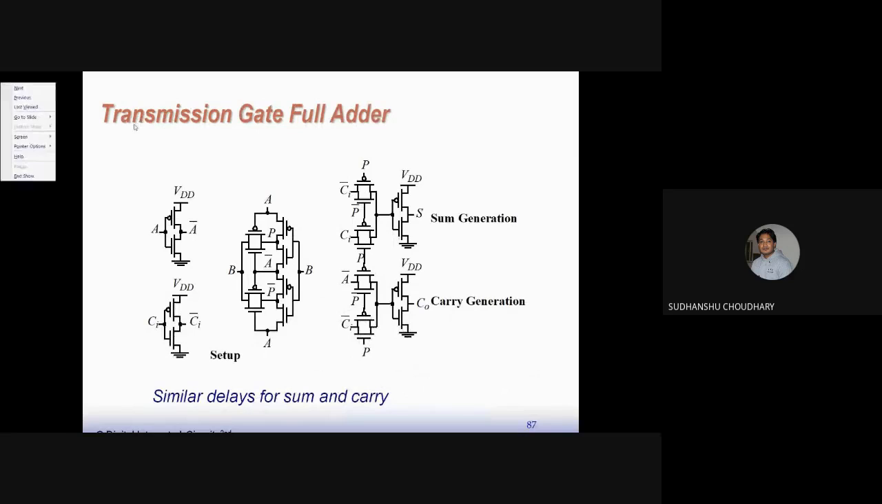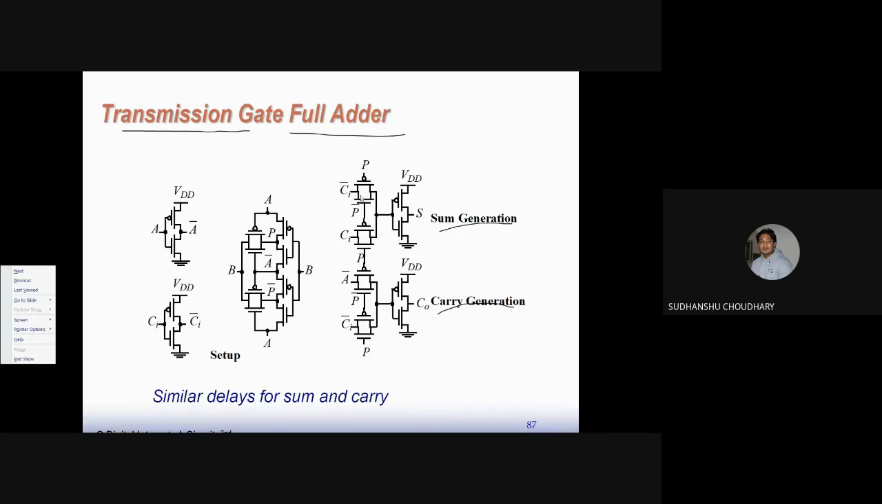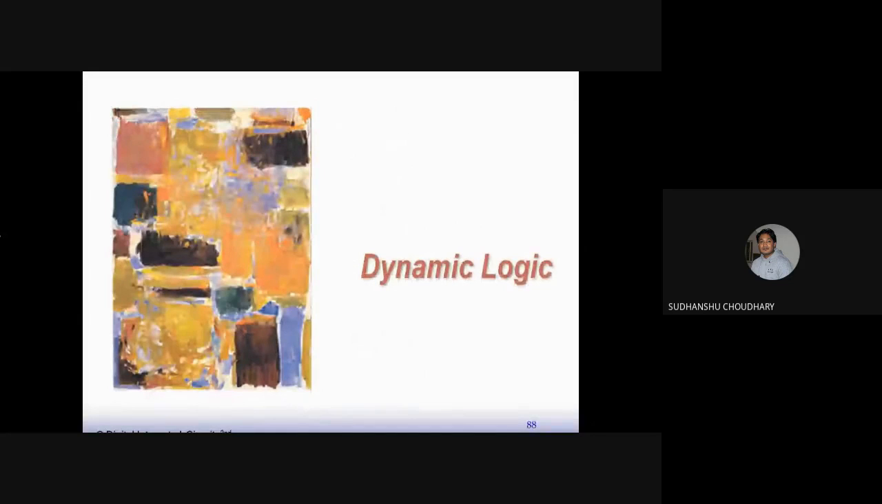Similar to the multiplexer and XOR gates, one can also think of using transmission gates to implement a full adder circuit. For example, here sum and carry both can be generated by utilizing only transmission gates. Here the sum is generated using transmission gates, and this is the carry being generated using transmission gates. In this circuit, you will find that the delays for sum and carry are the same. Not just a full adder, any other circuit can be implemented using transmission gates.